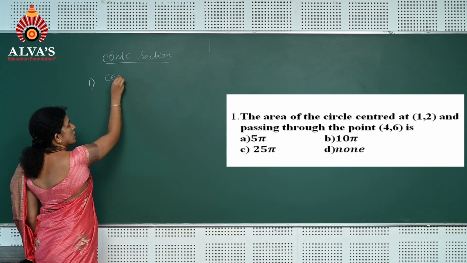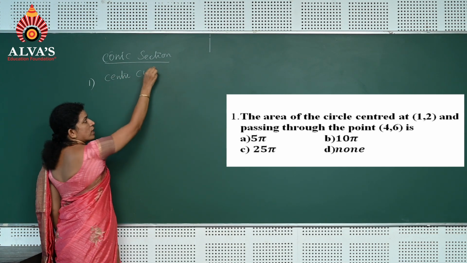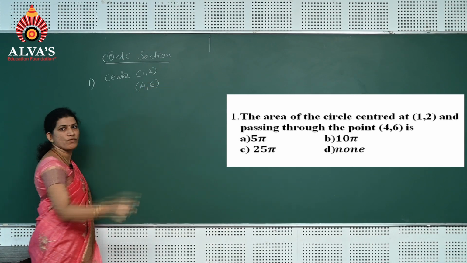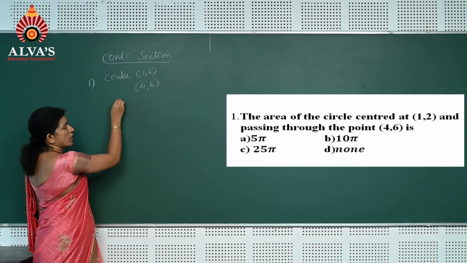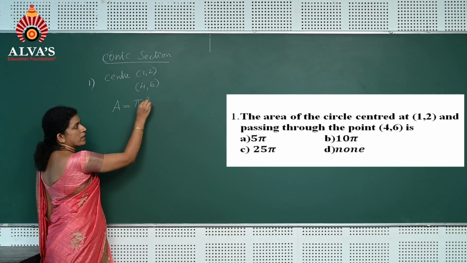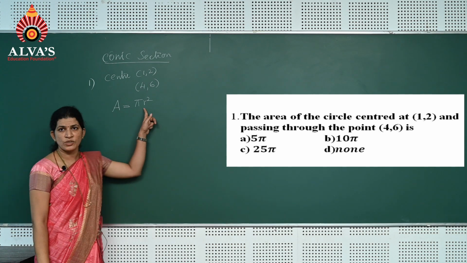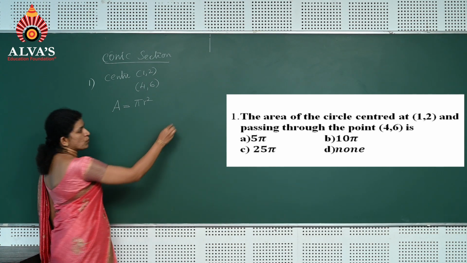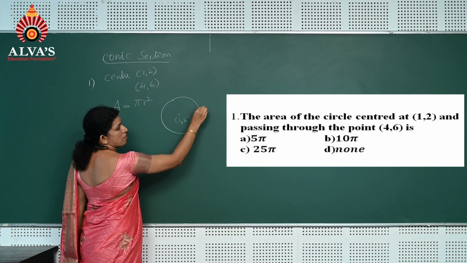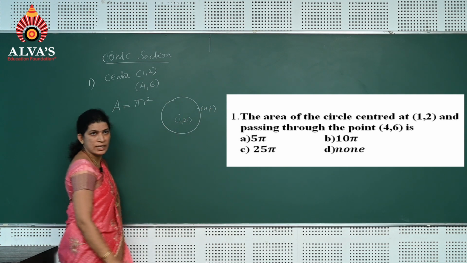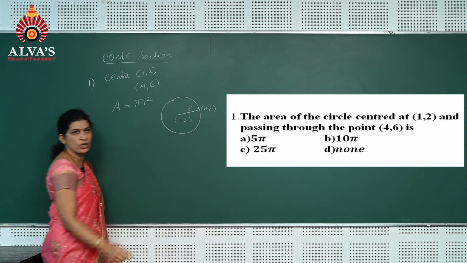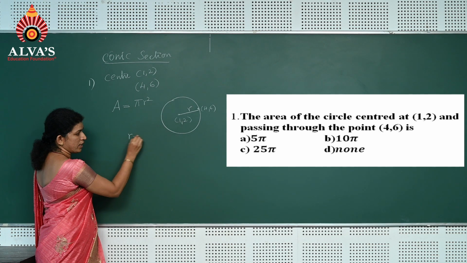See, given that the center of the circle is (1, 2) and also given that the circle passes through the point (4, 6). We want the area of the circle. We know that area is nothing but pi r square, where r stands for the radius of the circle. We know that if the center is (1, 2) and the circle passes through the point (4, 6), radius is nothing but the distance from the center to any point on the circle. So let us find out the radius first.